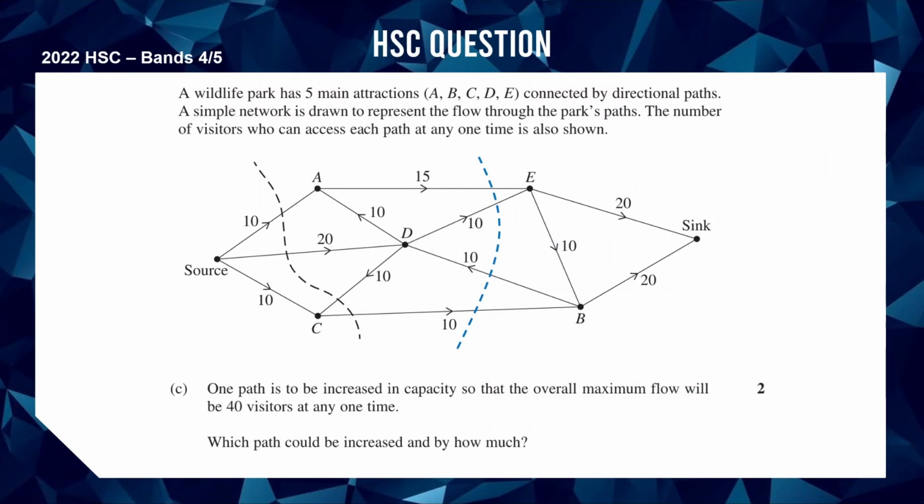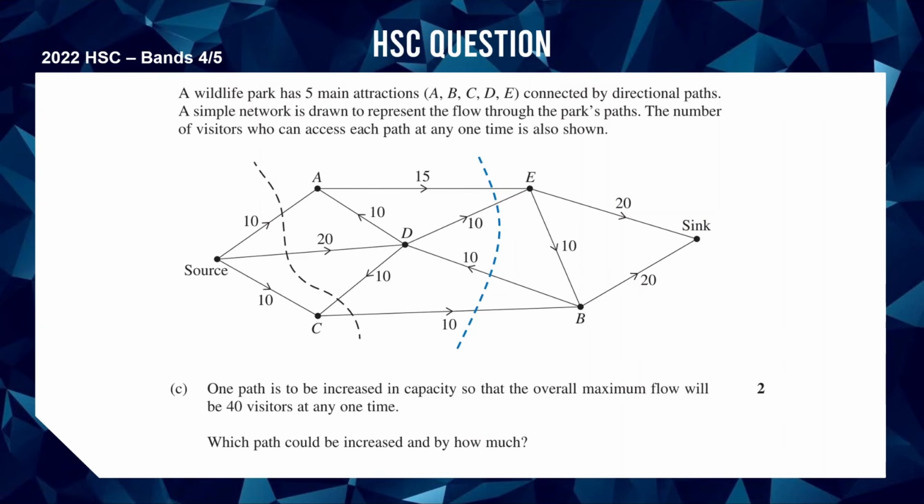All right, that's actually part C. One path is to be increasing capacity so that overall maximum flow will be 40 visitors at one time. Which path could be increased and by how much? Okay, so if we want to improve the overall maximum flow, we're going to have to improve one of these edges on the minimum cut.